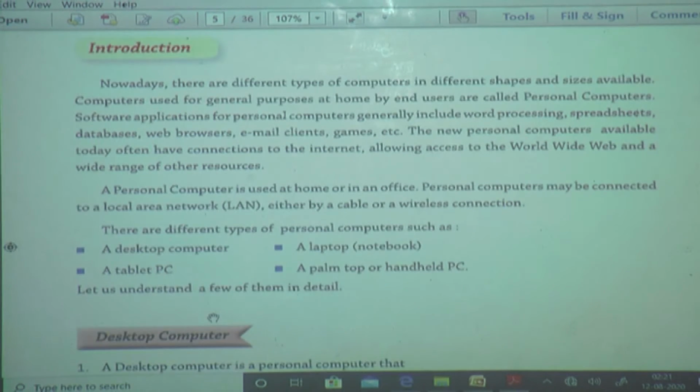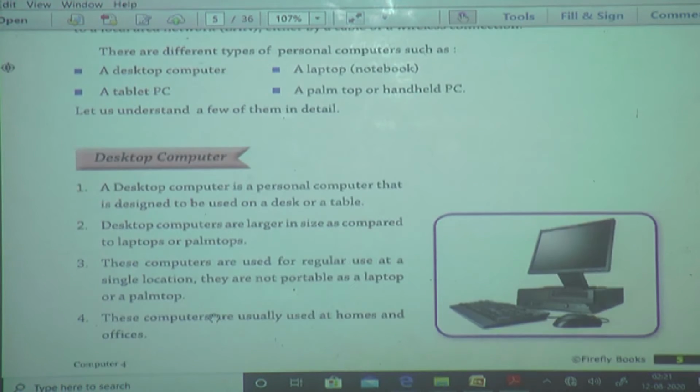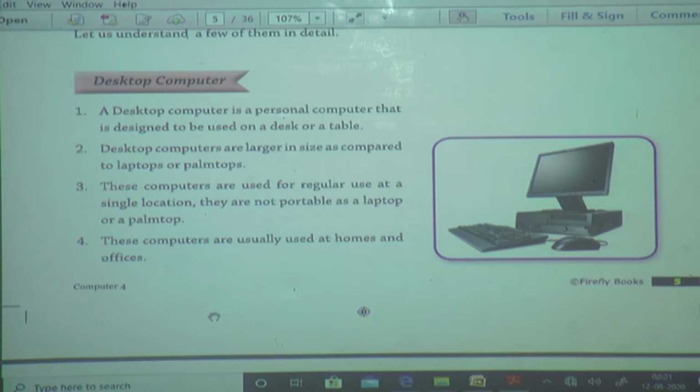Firstly, we will see the desktop computer. Firstly, we will see how it looks. It is a desktop computer. You are familiar with these parts. What is it? Good. It is a monitor. What is it? It is the CPU. This one is a keyboard.